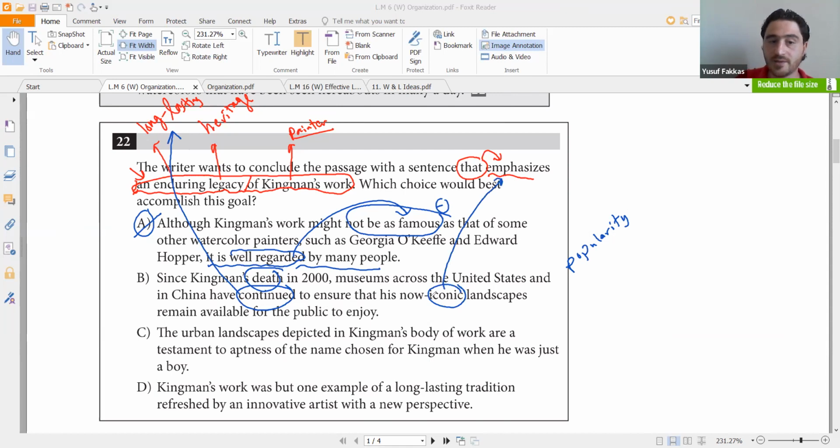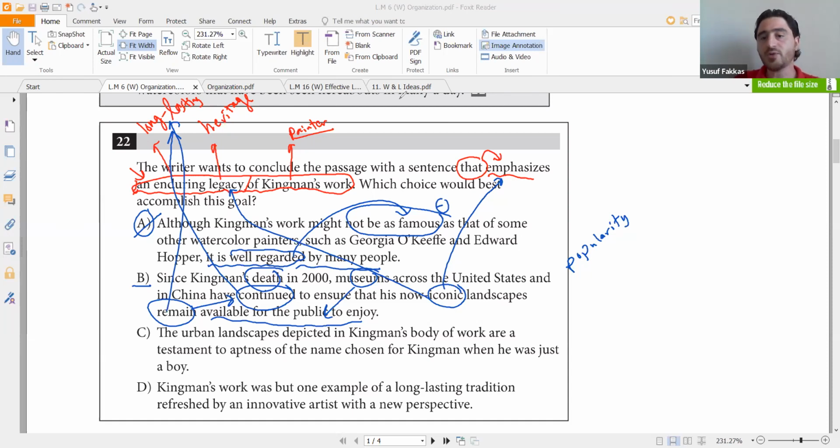Iconic is emphasizing what? The legacy. Landscapes remain, again, look, remain like continued. So it's about long lasting. Available for the public to enjoy. And it's connecting those museums to the public. All right. So far it works. Everything is fine. It's talking about his death. It's talking about how these museums, in two different big countries like the USA and China, are showing or displaying his work, and making sure that they remain available for the public to enjoy.